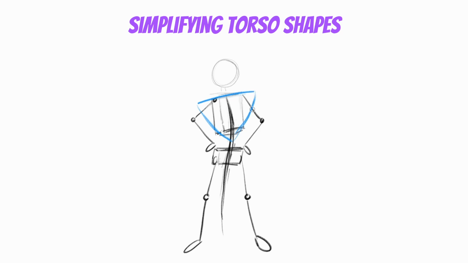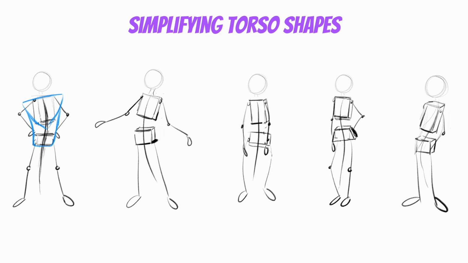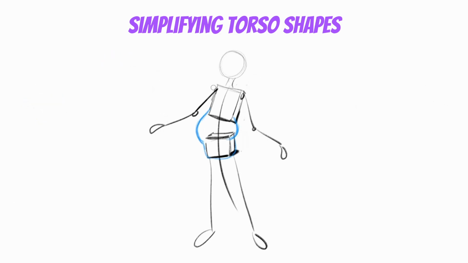And we'll start with a bulky bodybuilder. Start with a big triangle chest on top of the box, then add the slim tummy. It might look a bit wider at the top, but that's actually the back muscles showing from the front. And keep the hips small. Then let's move on to his heavier friend. He's got a big belly, but the chest and hips stay about the same.